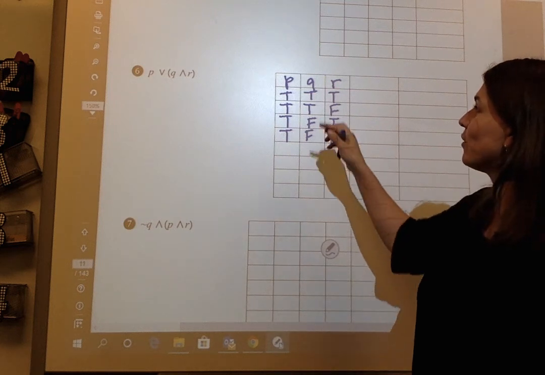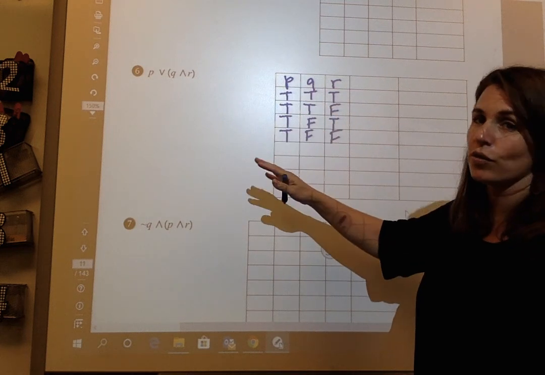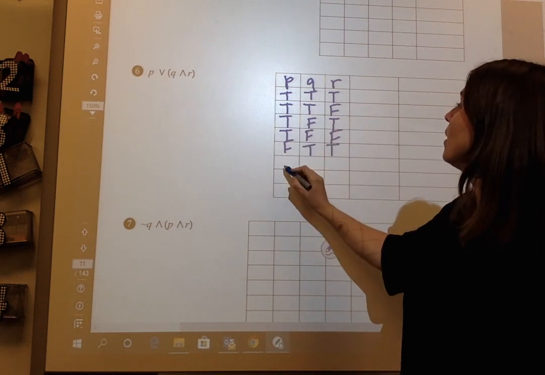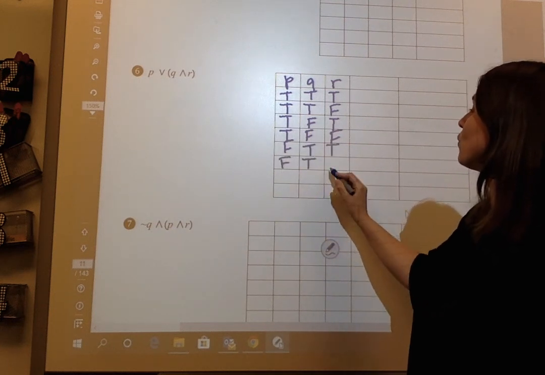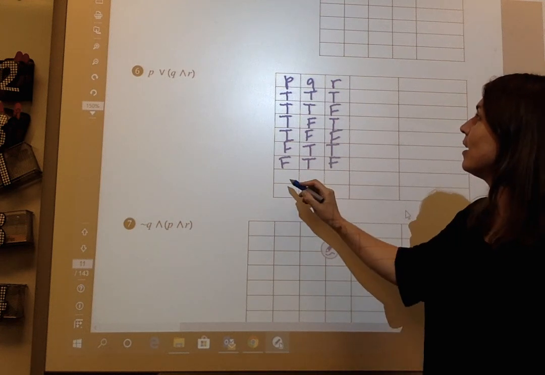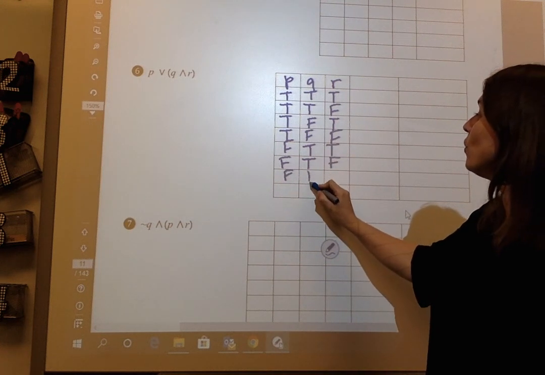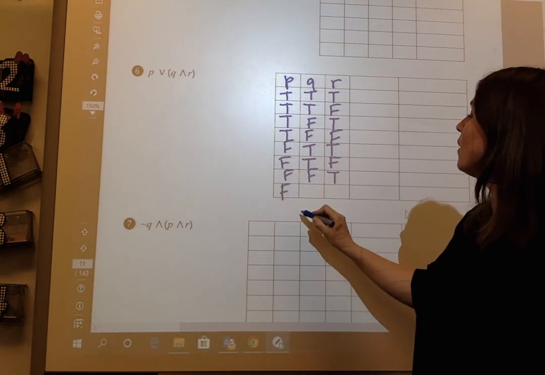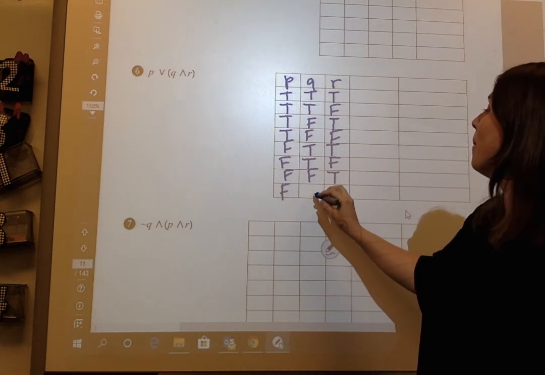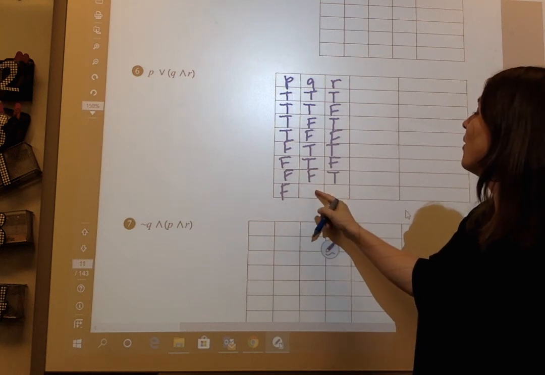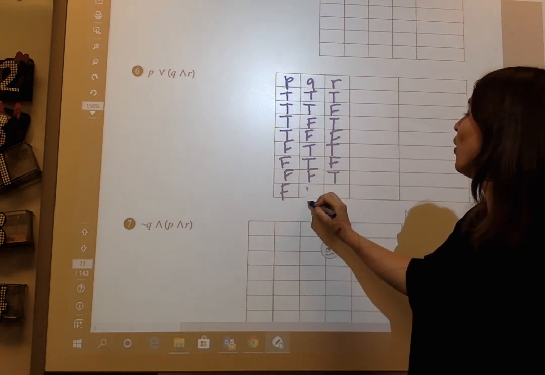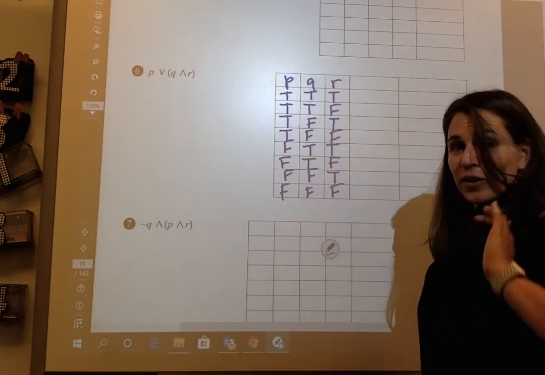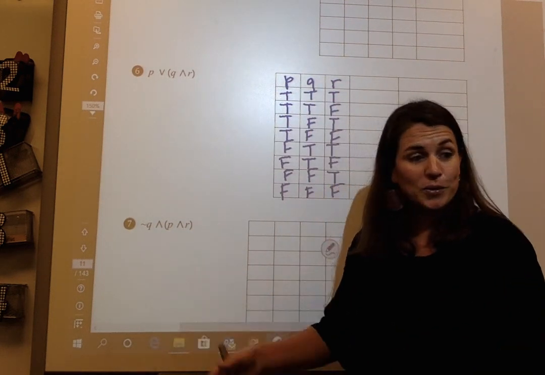So now I've listed all the combinations where P could be true. P could be false, Q could be true, and R could be true. P could be false, Q could be true, and R could be false. P could be false, Q could be false, and R could be true. And I'm missing one. Oh yeah, and now they could all be false. All right, so those are the different combinations. Sometimes the hardest part is coming up with those combinations.